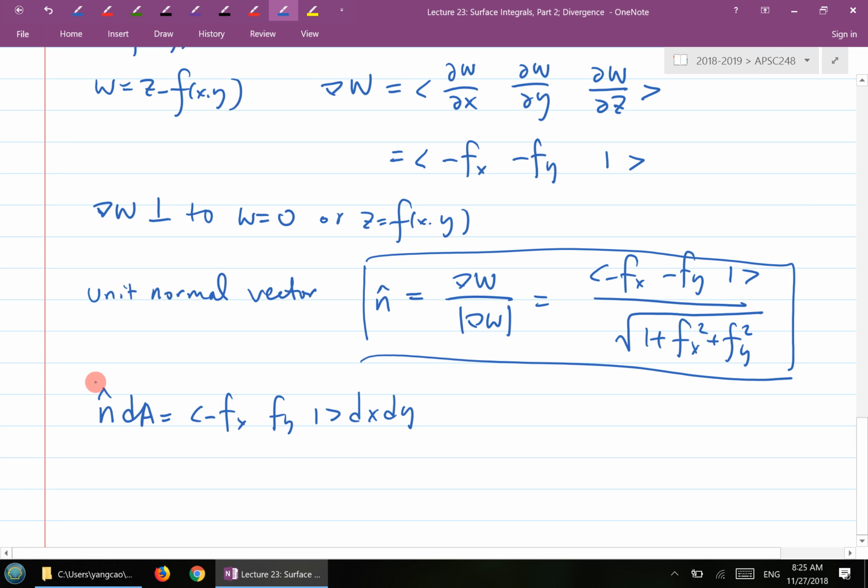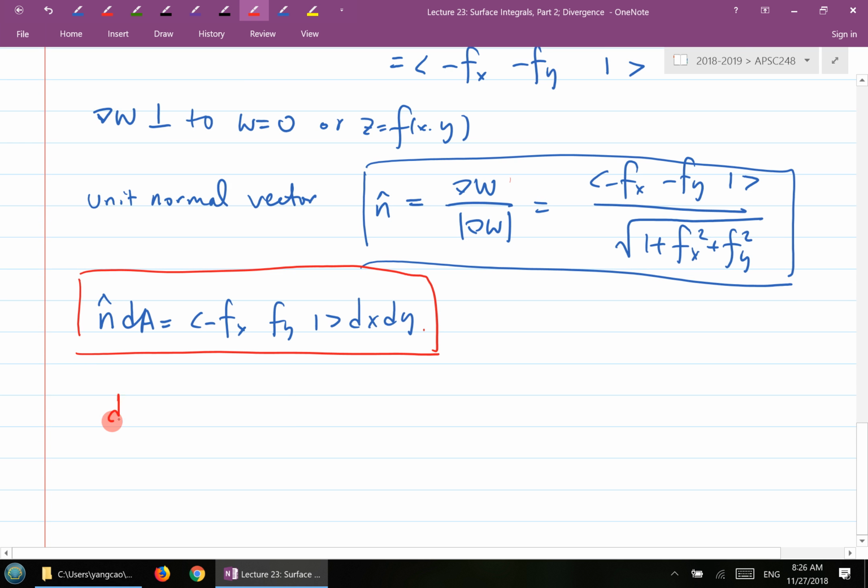So this is your n hat dA. I want you to do a little bit of comparison here. So this is n hat dA, and this is n hat. If you compare these two, you will be able to immediately write down what the dA is. So this is essentially separate information now, right? One for n hat, one for dA, and then you have n hat dA together.